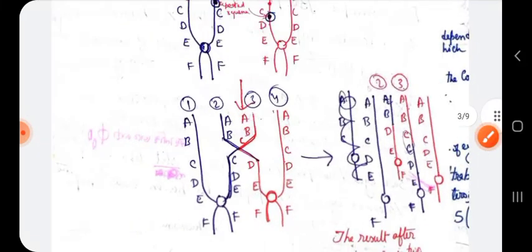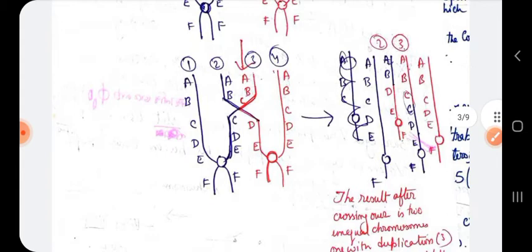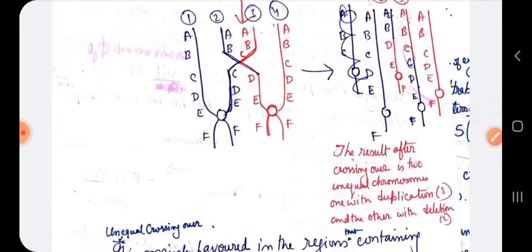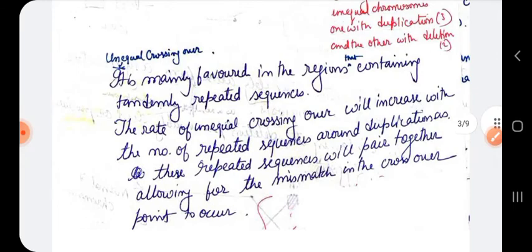So this was about how unequal crossing over leads to duplication, and also leads to deletion.